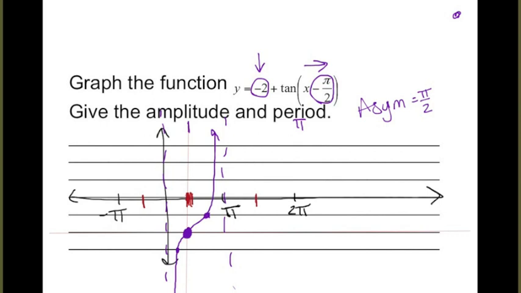What does the -2 do? Moves the middle line down 2. So that's why our point is 2 below the x-axis instead of right on the x-axis.